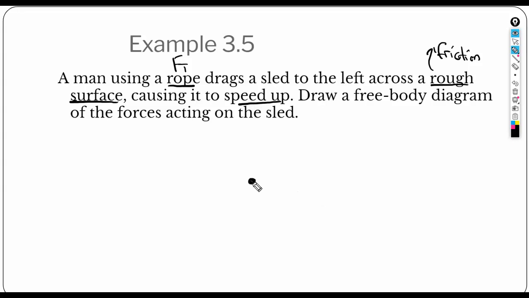Now the sled is on the ground, obviously, and so we have force of gravity going down. Because it's on the ground, there's a surface, and so there's going to be a normal force perpendicular to that surface. So I have normal force going up. And then the man is dragging the sled with a rope to the left, meaning there's going to be a force of tension to the left. We also know there's friction because it says there's a rough surface.